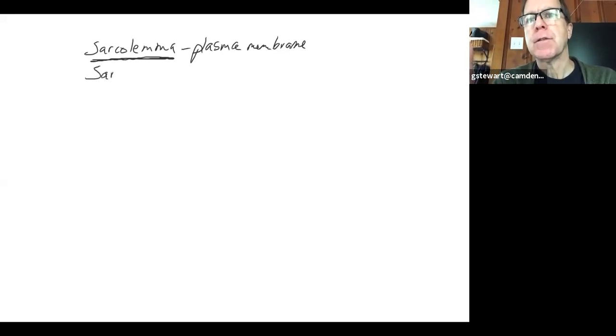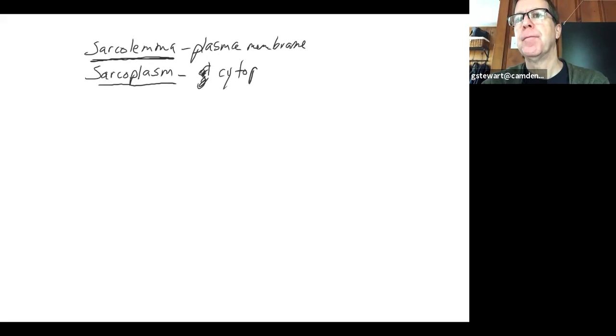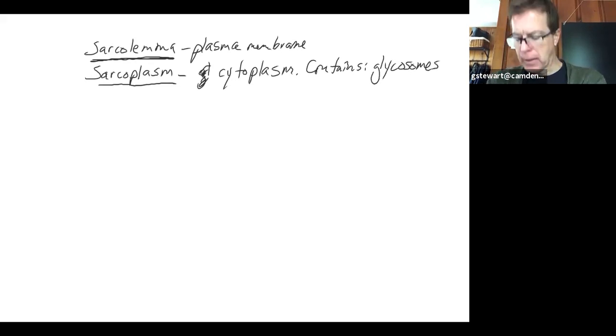Next word is sarcoplasm. This is just the cytoplasm of a muscle fiber. Sarco means muscle, plasm, just think of cytoplasm of the muscle cell. It contains things like glycosomes. Let me write cytoplasm. It contains glycosomes, which are granules of stored glycogen, stored energy, stored sugar.